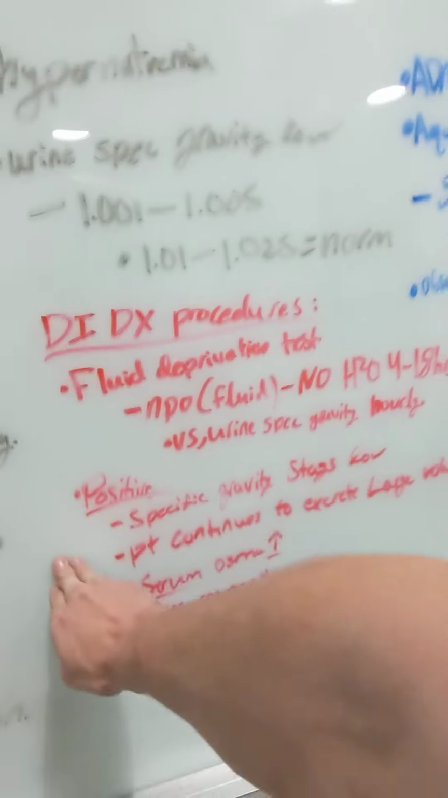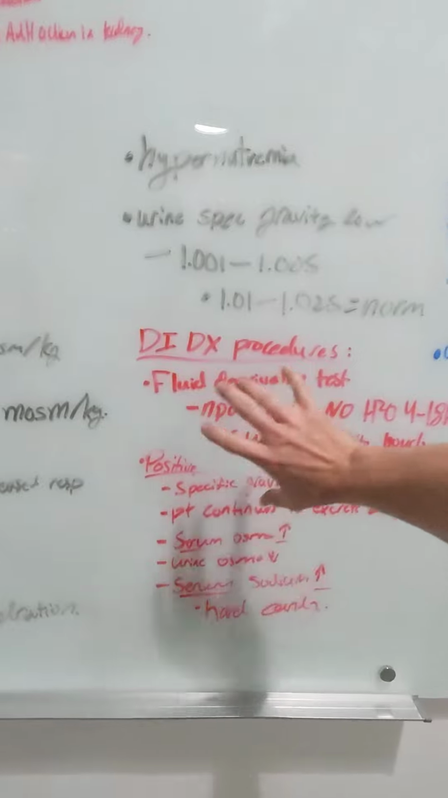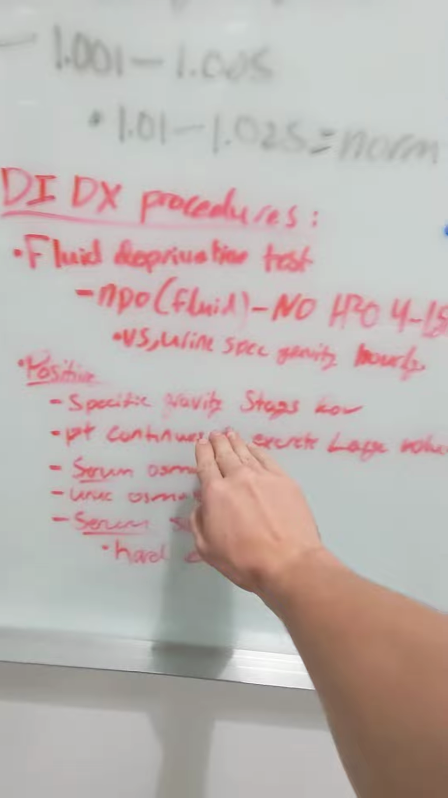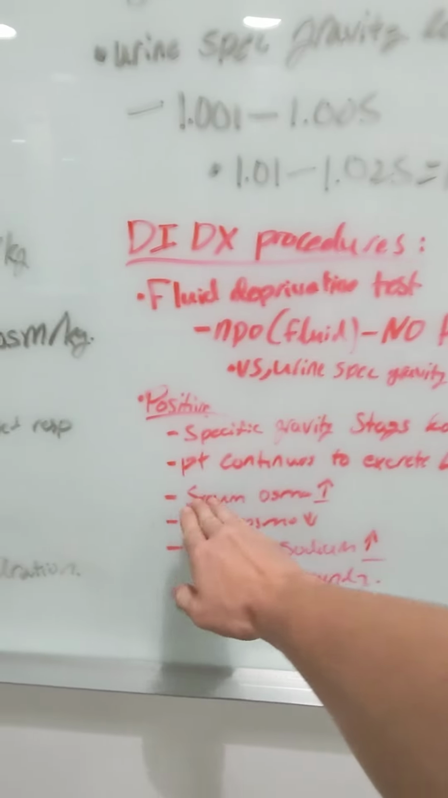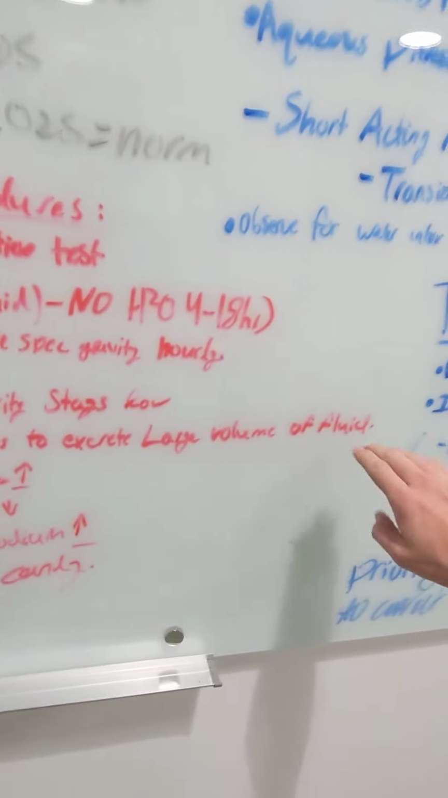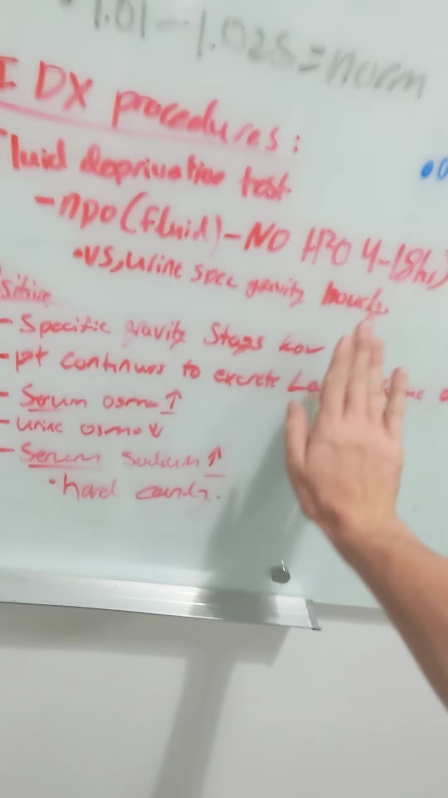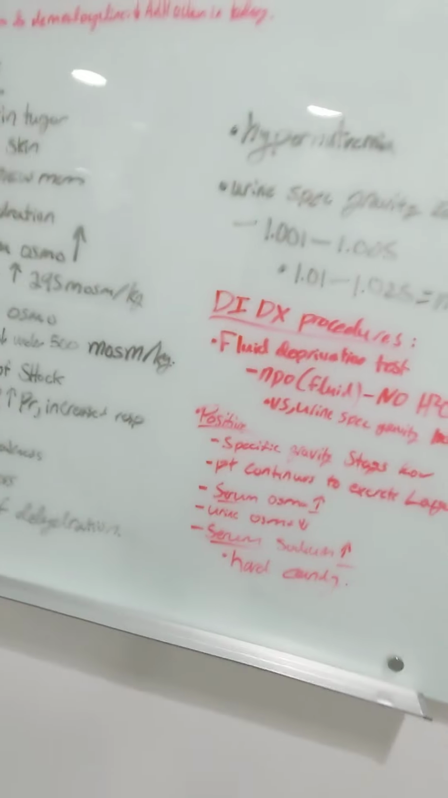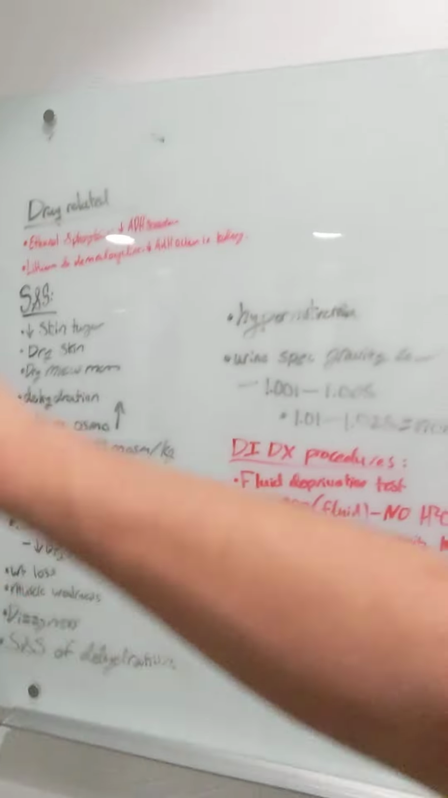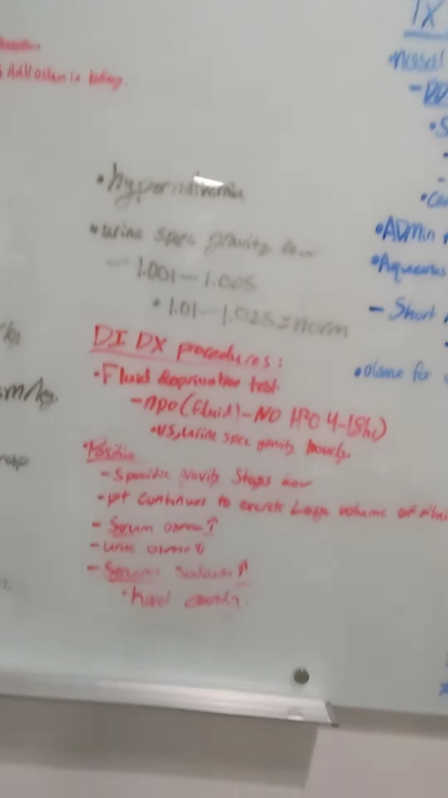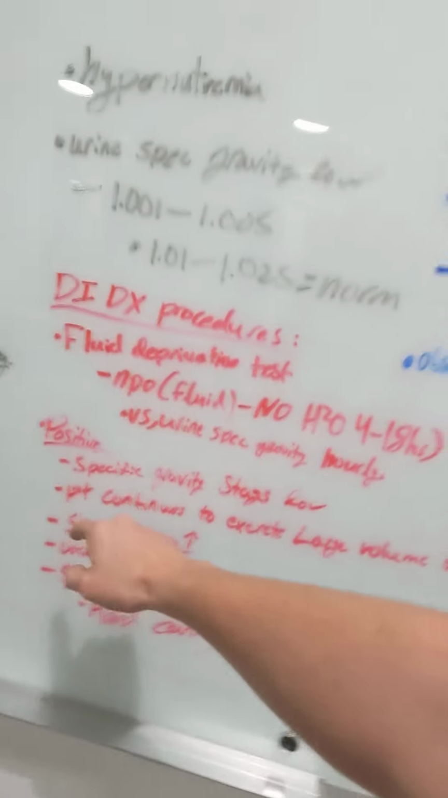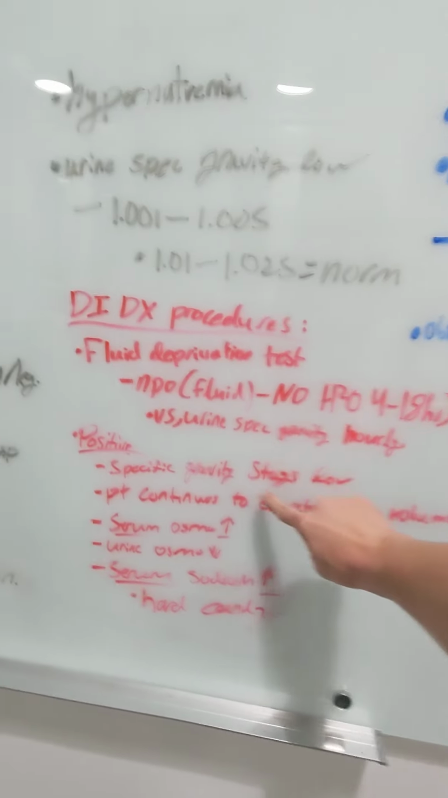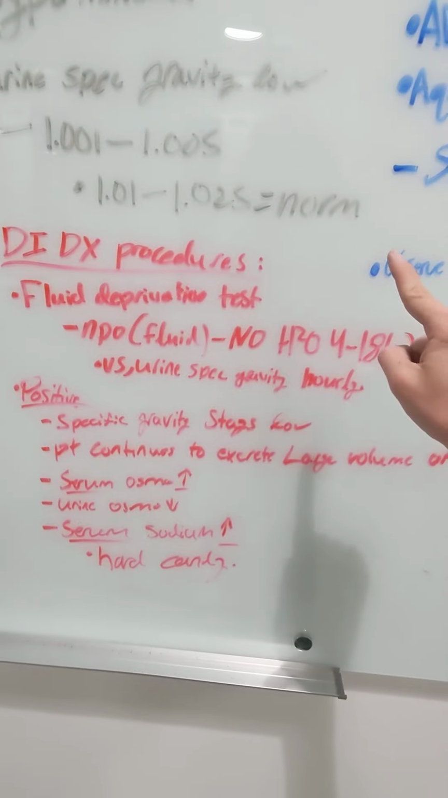Now, it's positive, this DI diagnostic procedure, where they test to see if they have diabetes insipidus. It's positive if the urine specific gravity stays low, if the patient continues to excrete large volumes of fluid, if the serum osmolarity increases, if the urine osmolarity decreases, or if the serum sodium increases. Now, here's what's cool: you can use this for everything else, because if you want to see how effective the medication is, it's the opposite of this. So if they are given the medications and they're feeling better, the specific gravity of the urine will start to increase.